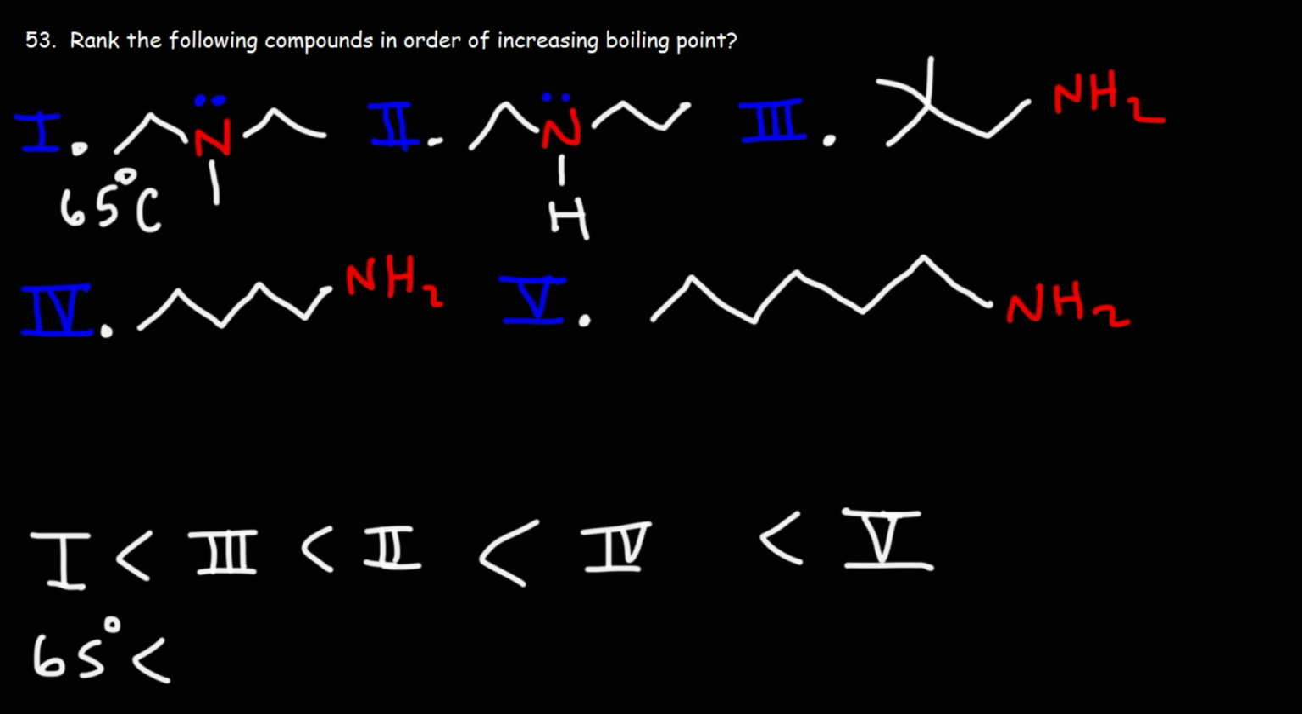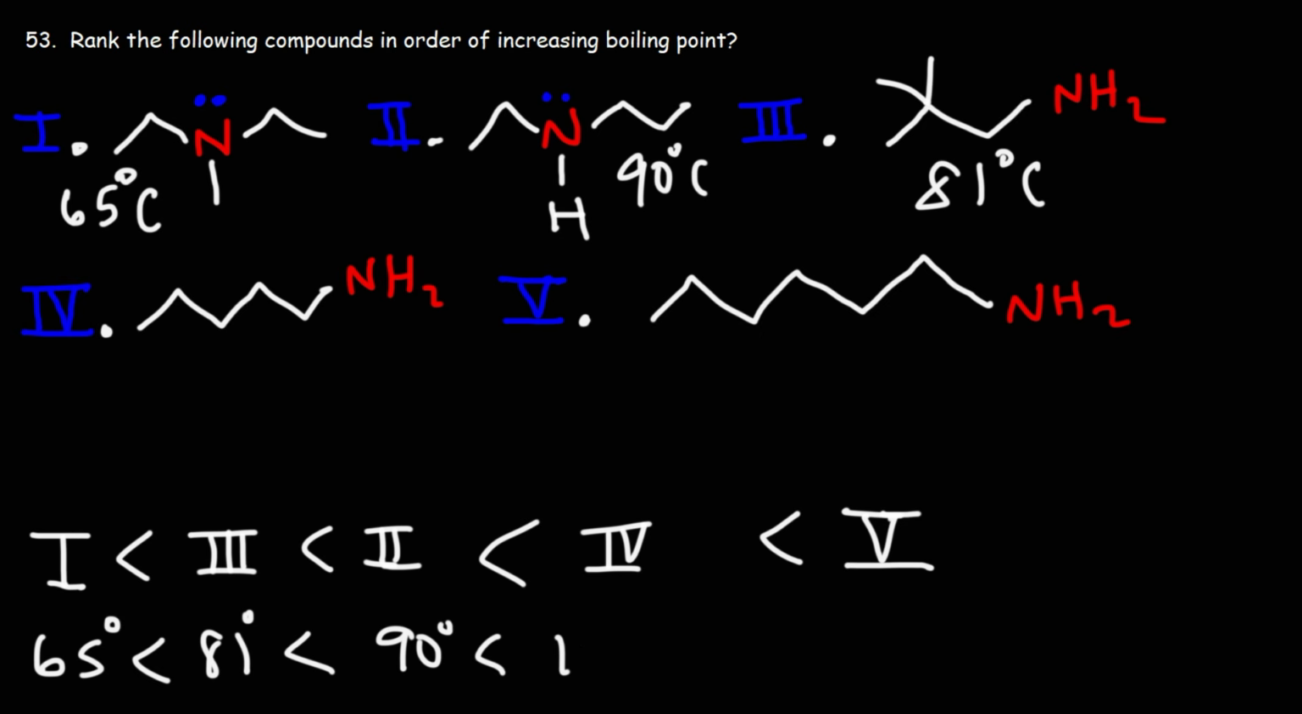Now the next one, neopentylamine, the boiling point for that is 81 degrees Celsius. Next we have ethylpropylamine, compound 2, and that has a boiling point of 90 degrees Celsius. Next we have pentylamine, that's compound 4, and its boiling point is 104 degrees Celsius.